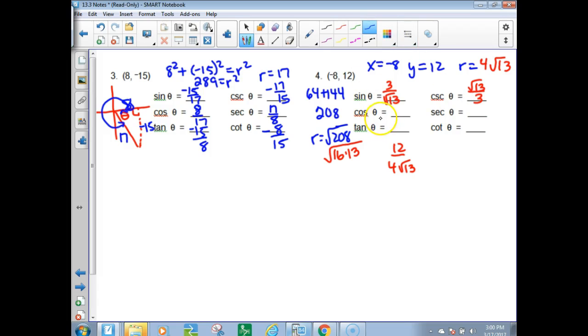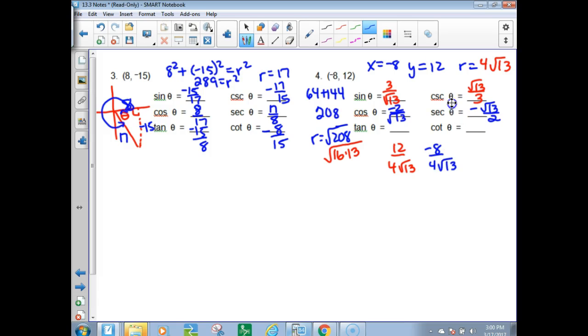Okay, cosine would be x over r, negative 8 over 4 square root of 13. That's going to reduce to negative 2 over the square root of 13. Okay, so I'm going to flip that over now to get the secant. So that's going to be negative square root of 13 over 2.